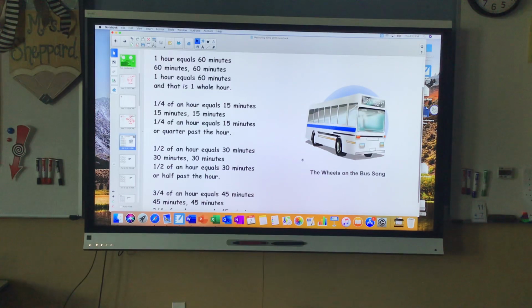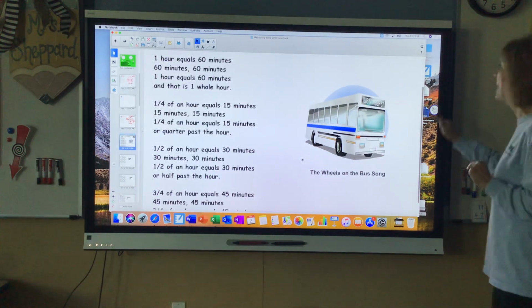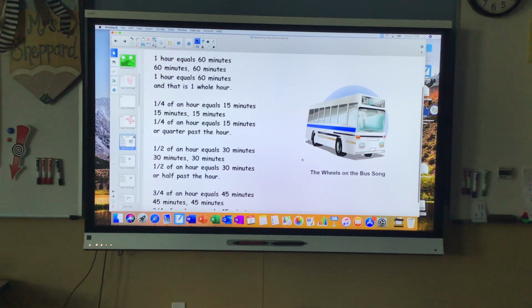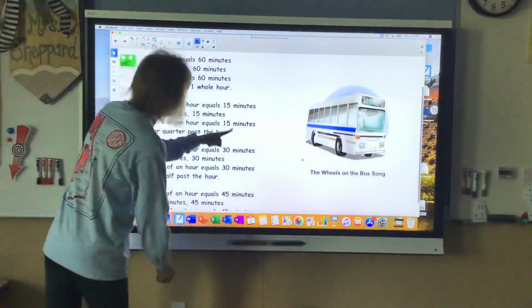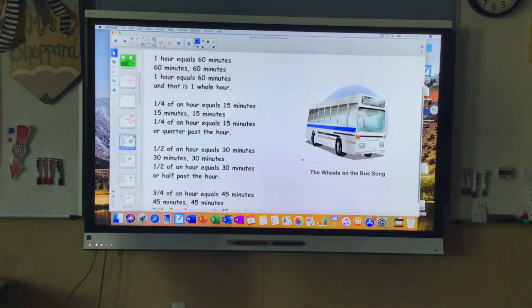1 hour equals 60 minutes, 60 minutes, 60 minutes. 1 hour equals 60 minutes, and that is 1 whole hour. Have to take a breath between those little chunks. 1/4 of an hour equals 15 minutes, 15 minutes, 15 minutes. 1/4 of an hour equals 15 minutes, or quarter past the hour.